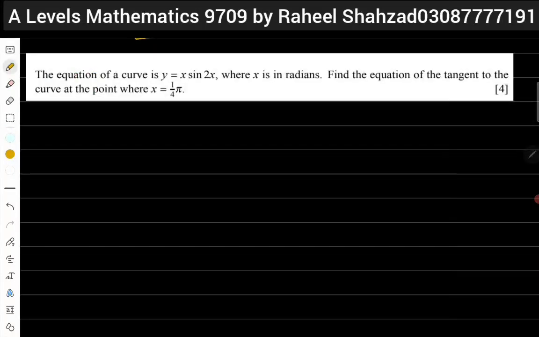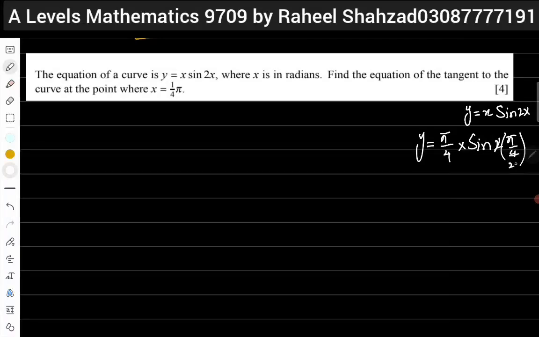Here's a question from a past paper. The equation of a curve is y equals x sin 2x, where x is in radians. Find the equation of the tangent to the curve at the point where x is π/4. First of all, remember we need to find the y coordinate before we solve for the equation of the tangent. So if y is equal to x sin 2x and the x value is π/4, so we put y equals π/4 into sin of 2 times π/4.